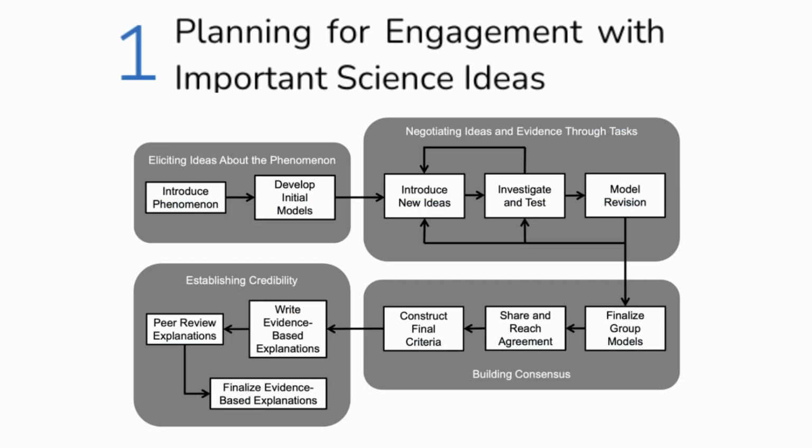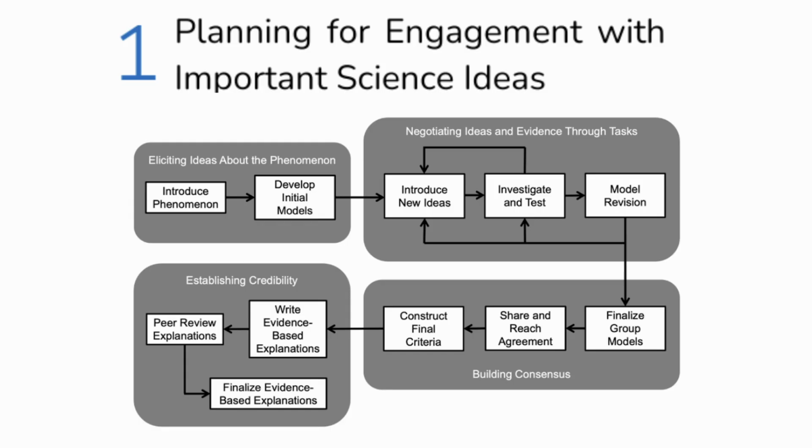Stage 1. Planning for engagement with important science ideas. The first stage of MBI focuses on doing the intellectually rigorous work of unpacking standards, developing an anchoring phenomenon and driving question, and identifying the important science ideas students will need to build a scientific explanation of the phenomenon. We also plan with the end in mind by constructing a draft model and target explanation to serve as learning targets throughout the unit.